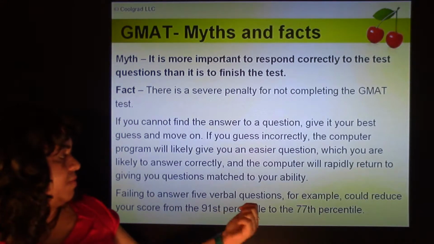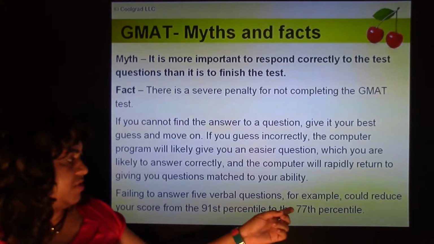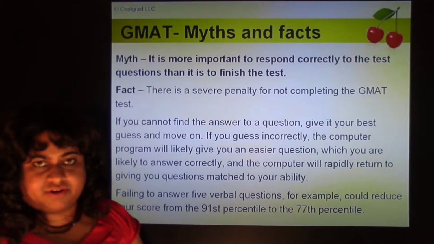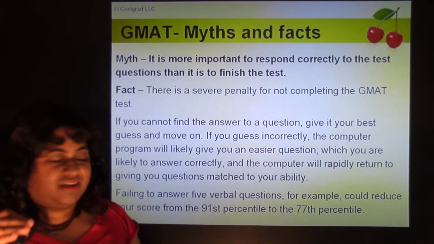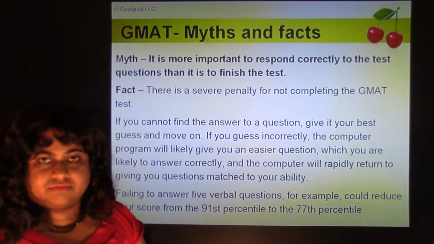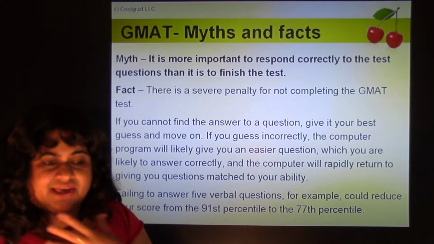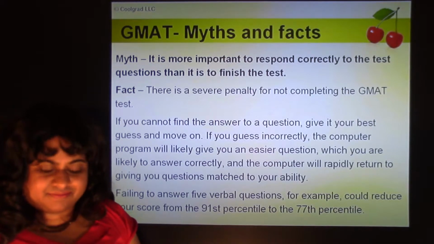Failing to answer 5 verbal questions, for example, could reduce your score from the 91st percentile to the 77th percentile. If you leave 5 questions unanswered, your score drops drastically. It's very important to complete the exam. Give it your best guess and just do it. Don't allocate more than 1 minute for any question. Remember that.